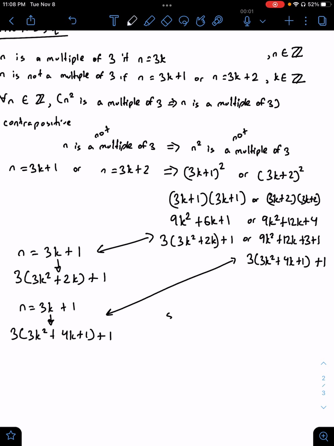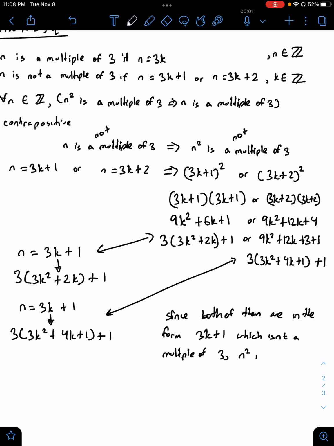So now you can say, since both of them are in the form 3k plus 1, which isn't a multiple of 3, now just state the proposition. N squared is a multiple of 3 implies n is a multiple of 3. And now you're done.